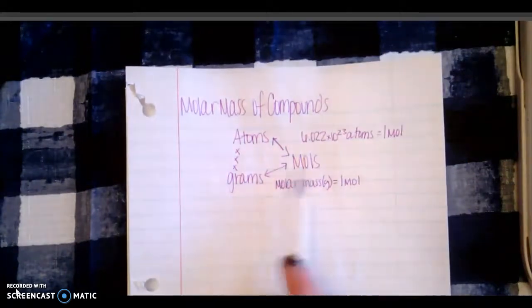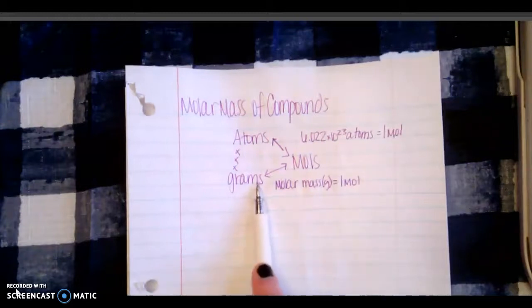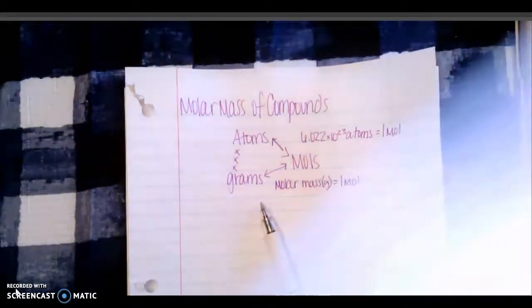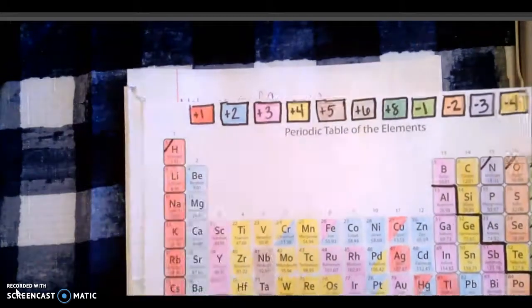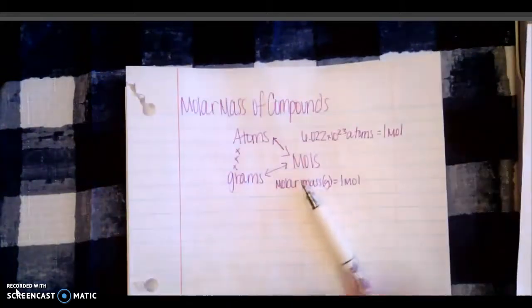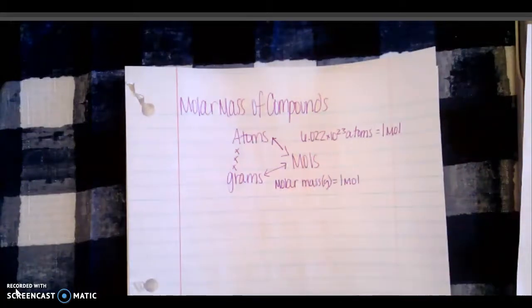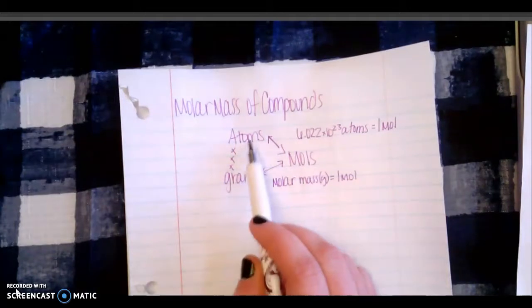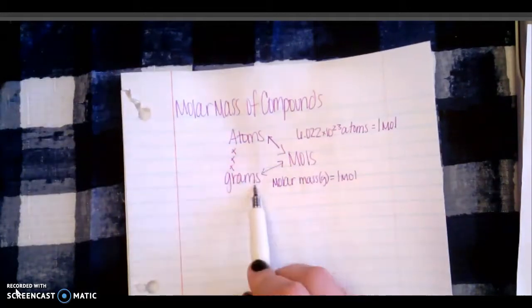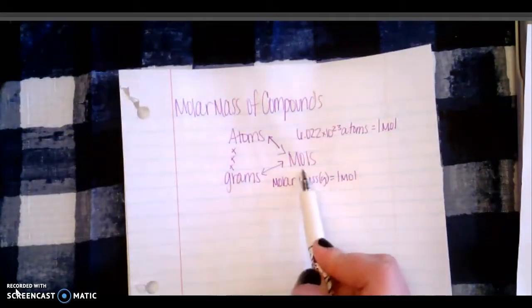I can even go back and forth between moles and grams, because if you remember, on the periodic table, that molar mass number, for example, beryllium is 9.01, that's how much in grams 1 mole of beryllium weighs. So I can go back and forth there. But remember, there is no way to go from atoms directly to grams. You have to go to moles in between, okay?